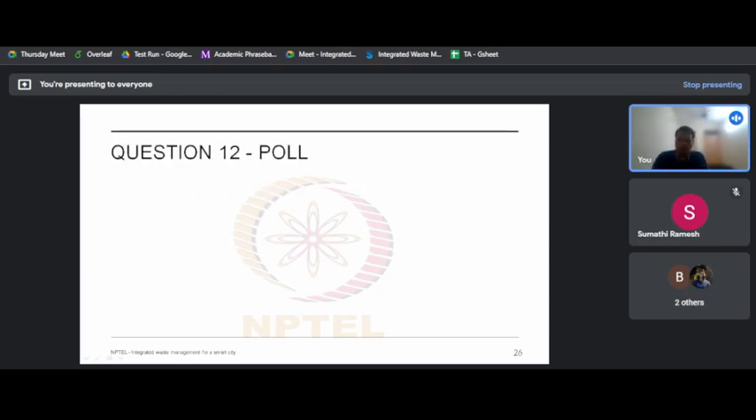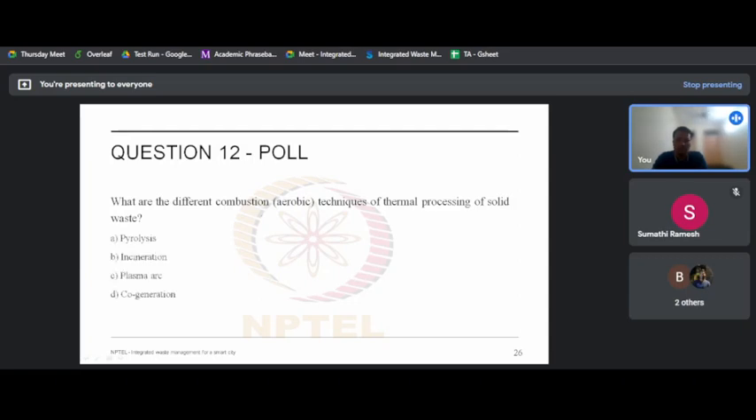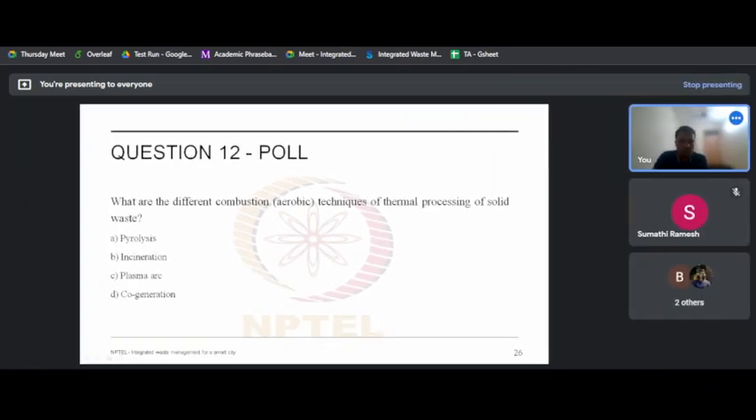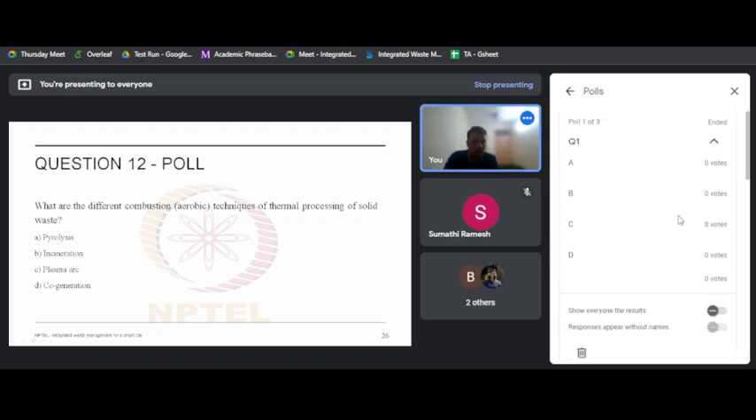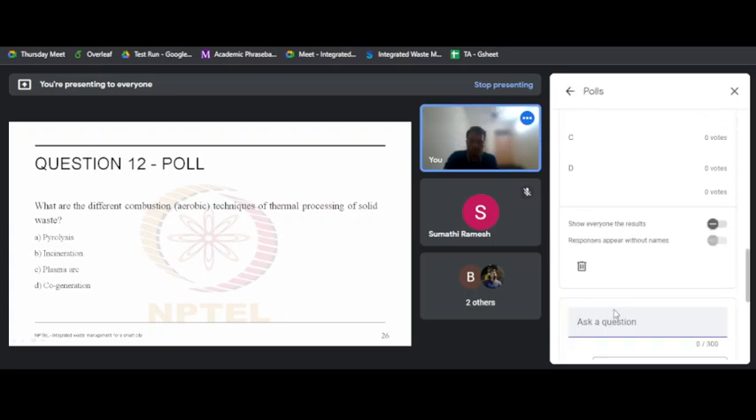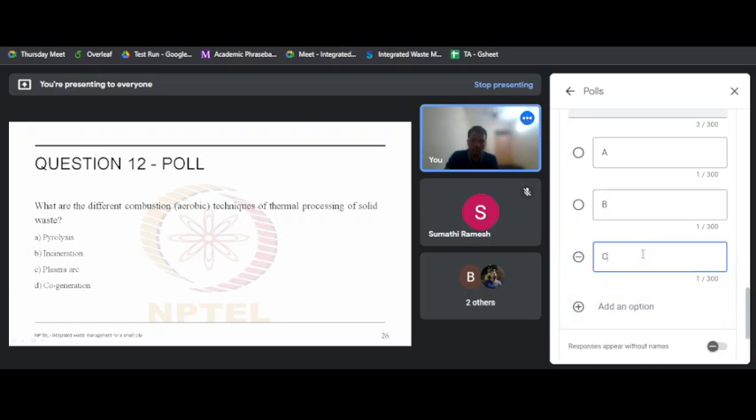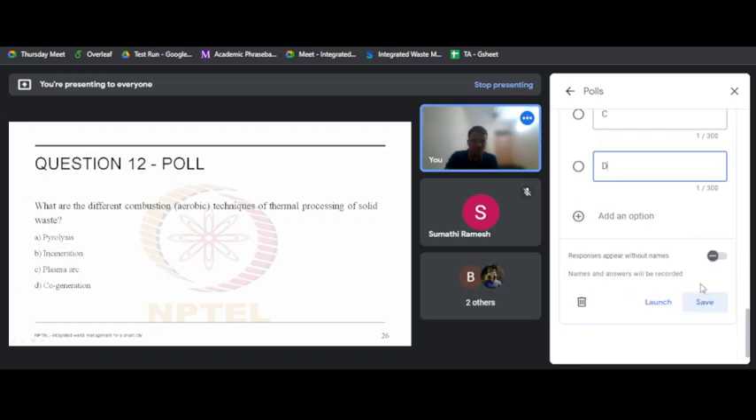Moving on to the last question for today's session. So this is a poll. What are the different aerobic combustion techniques of thermal processing of solid waste? Pyrolysis, incineration, plasma arc, and cogeneration. So I will drop a poll in the Gmeet. Maybe you can answer it. You can also answer it in the chat. Last question, question 12. A, B, C, D. Four options we have.